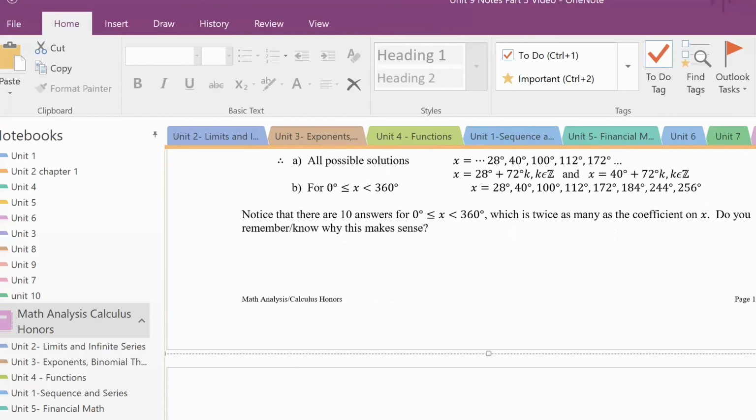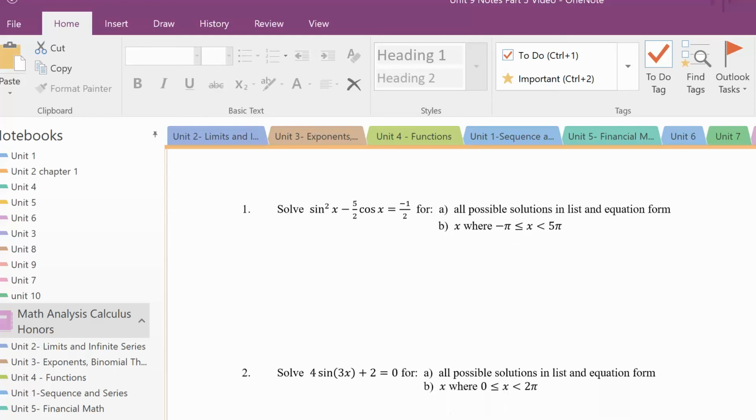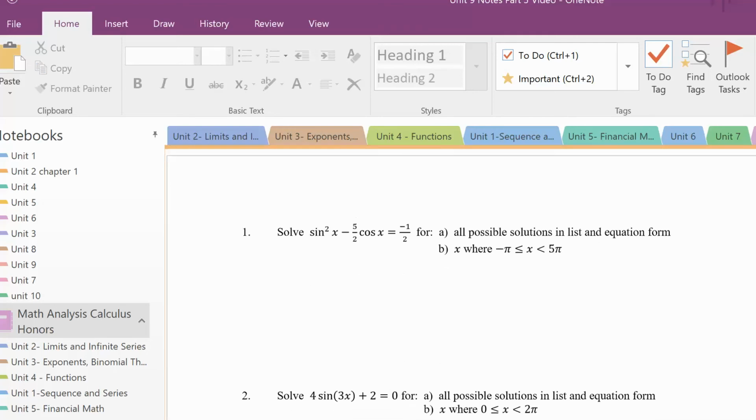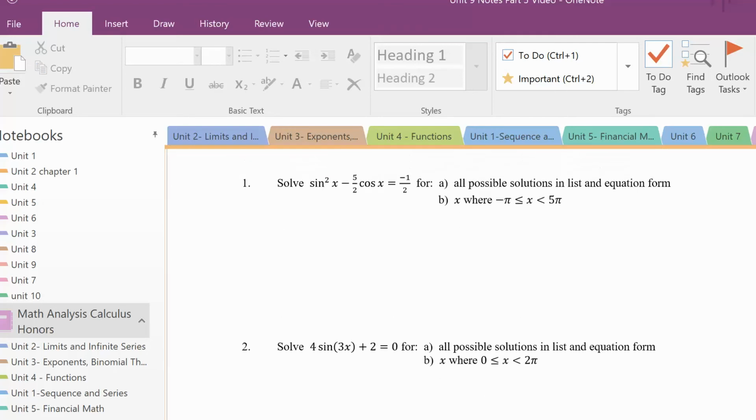So let's do a few examples. One of the things to keep in mind is you talked about last year that because the coefficient is 5, there are 10 answers between 0 and 360. That is always true, that there's going to be twice as many answers as the coefficient on x. So keep that in mind as you're doing these problems.